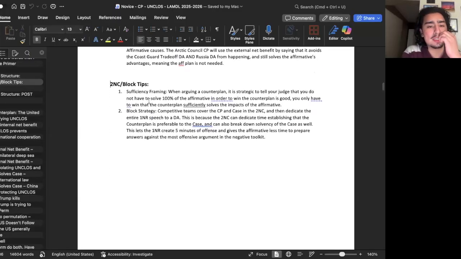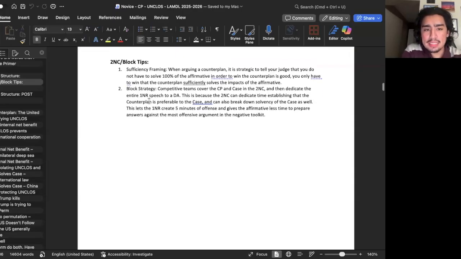So whether this is the 2NC or in the 1NR, the first thing is sufficiency framing. When arguing a counterplan, it is strategic to tell your judge that you do not have to solve 100% of the affirmative in order to win the counterplan is good. You only have to win that the counterplan sufficiently solves the impacts of the affirmative.